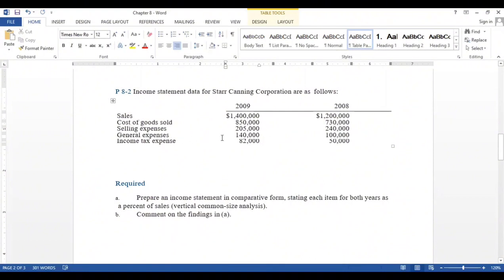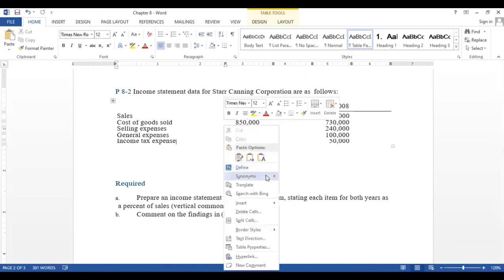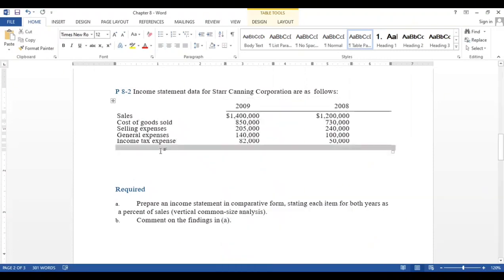Let me first complete the income statement and calculate the net income. Let's insert a row below, and here we put the net income. So for 2009, the net income will be sales, which are equal to 14 lakh, minus 8 lakh 50,000, minus 2 lakh 5,000, minus 1 lakh and 40,000, minus the income tax 82,000.